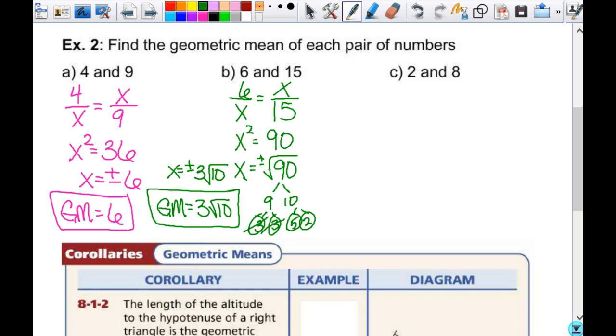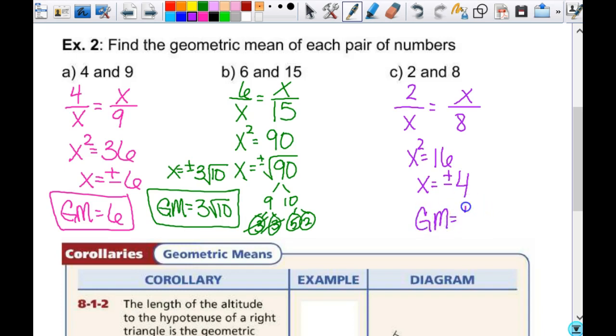All right, so let's just do the next one quickly so we can move on. I'm going to put the x's in there twice. This is 2 and 8. So x squared equals 16, right? So x equals what? Plus 4, minus 4. So that means that the geometric mean is 4. Okay. Everybody okay with that? So we've got similarity in right triangles. We've got geometric mean. Now we're going to put the two together.